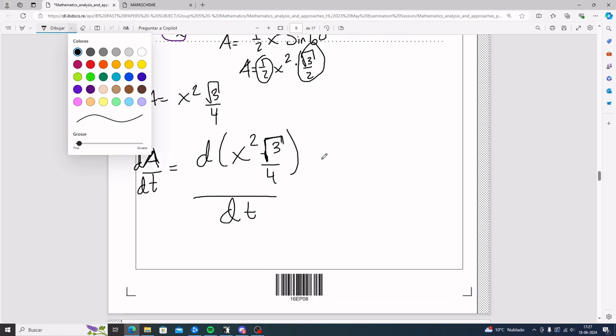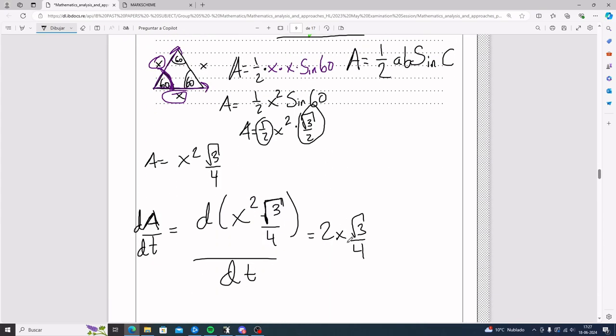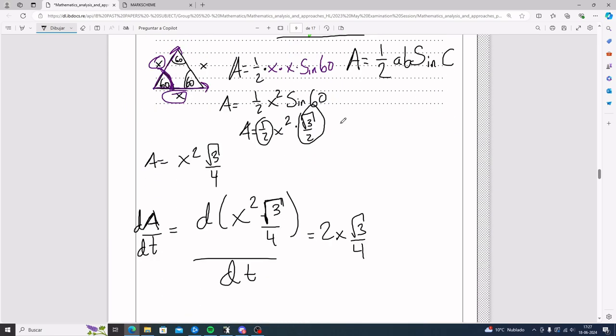And so really what you end up with is 2x times square root 3 divided by 4, see? That's what you end up with. But because you're doing the derivative with respect to time, you have to acknowledge x, my side length, is increasing by 4 each second. And so you also have to multiply this. And yes, you can big brain and just do times 4, bada bing bada boom, but really the fancy math language is saying that x also depends on time, see?